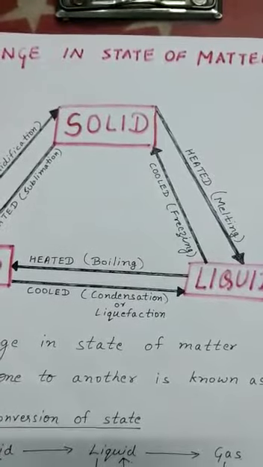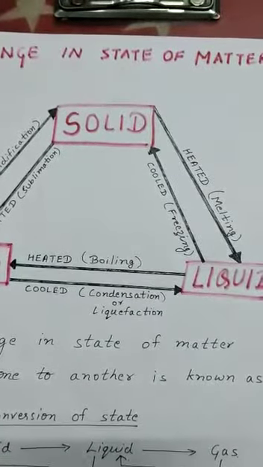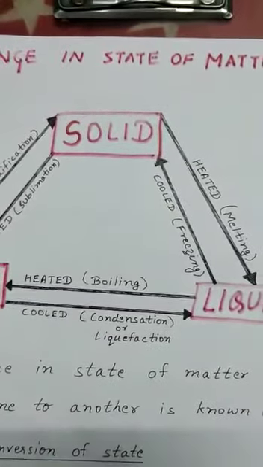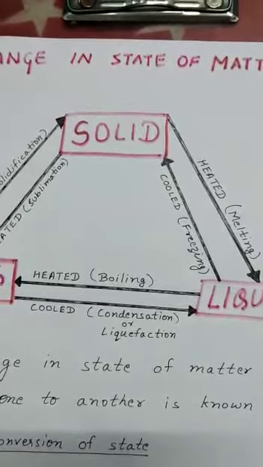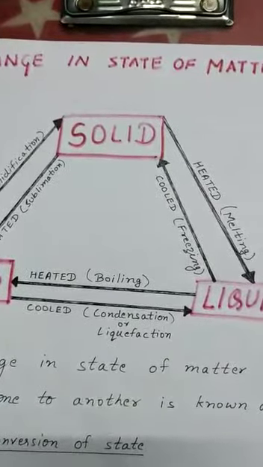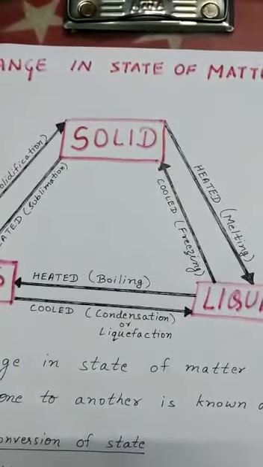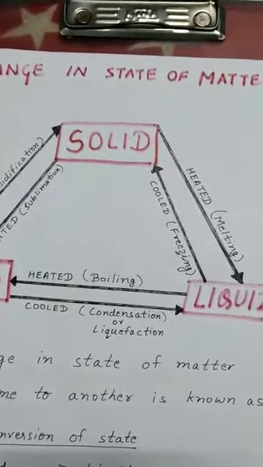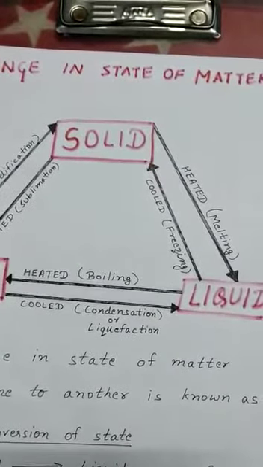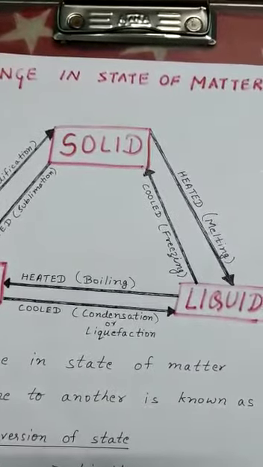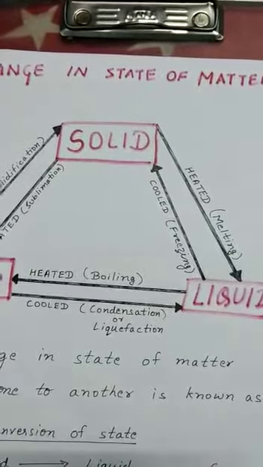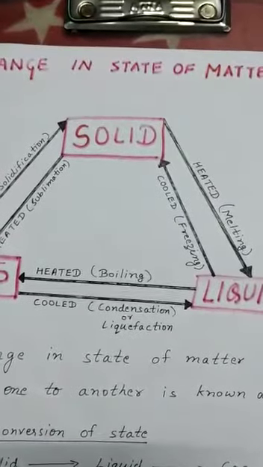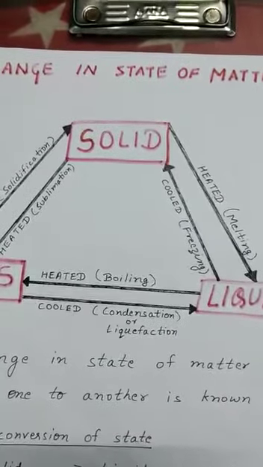And reverse to it, liquids when cooled get converted back into solids, and the process is known as freezing. It is observed in case of water, you must have observed. So ice, when heated or kept at room temperature, what happens? It gets melted and changed into liquid. And when the same water is kept in freezer, that is when it is cooled, what happens? It changes into solid ice.